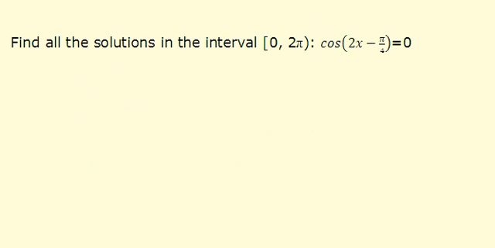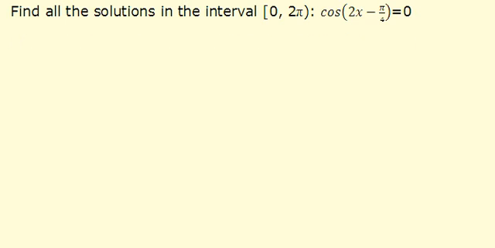In our next problem, we are asked just to find the solutions in the interval 0 to 2 pi for the cosine of 2x minus pi over 4 equal to 0. In order to solve this problem, we can figure out first the general solutions for the cosine of 2x minus pi over 4 equaling 0, and then find those specific to the interval 0 to 2 pi.